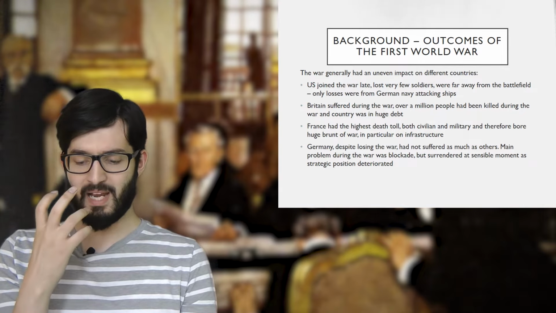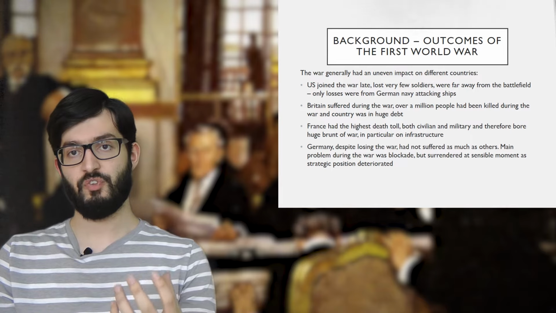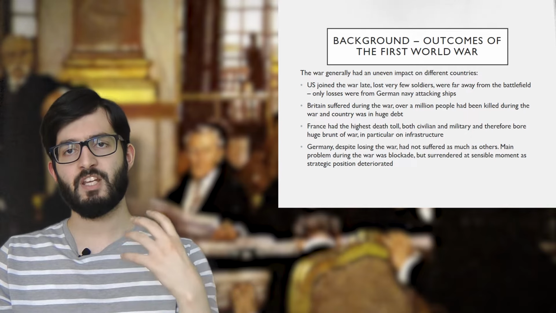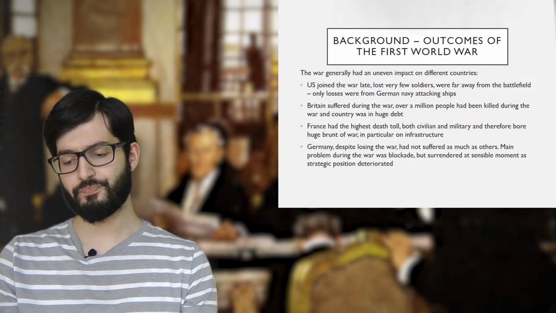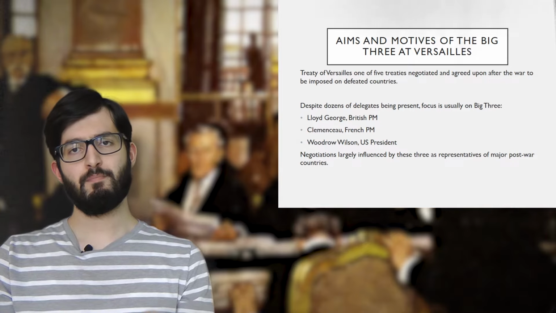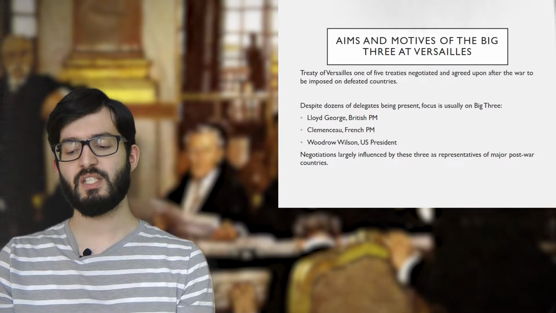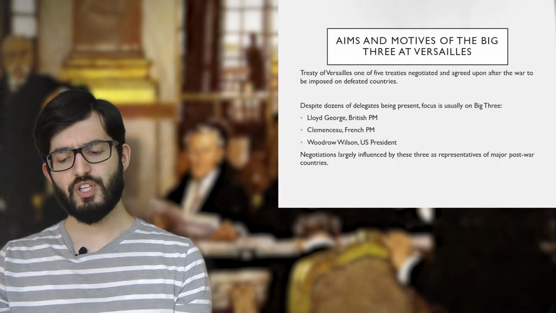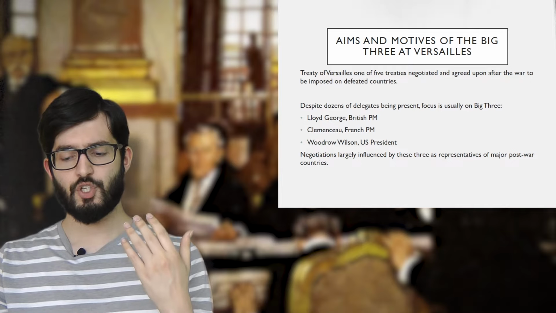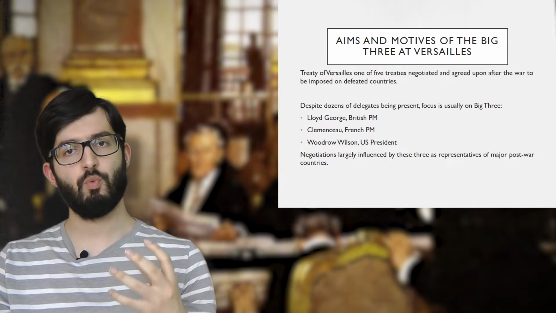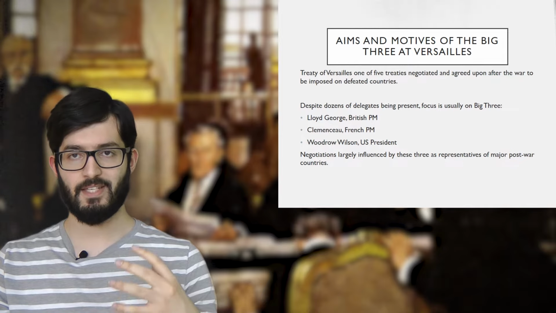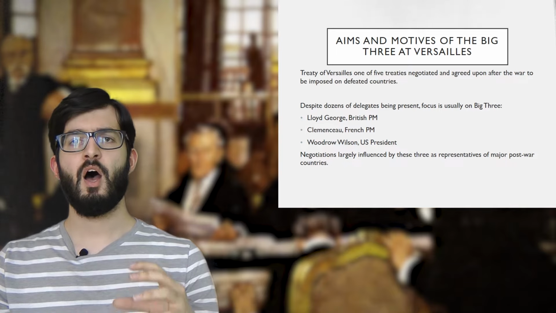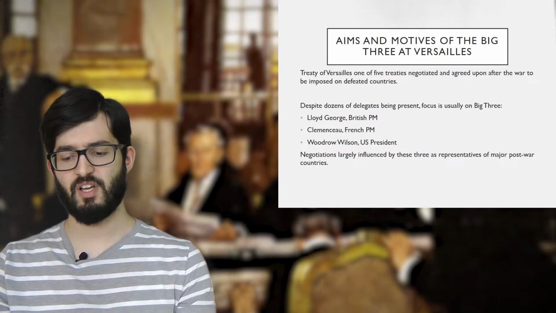And this directly plays into how these countries, well, obviously the first three countries, go about attempting to negotiate a peace settlement that is imposed on the Germans after the First World War. So this takes us to the first major topic in Key Question 1, which is the aims and motives of the big three countries at Versailles. And so the Treaty of Versailles is one of 5 treaties that are negotiated and agreed upon after the war to basically impose upon the defeated countries. So each of the defeated countries have their own individual treaty imposed upon them, and the one that is imposed on Germany is, of course, the Treaty of Versailles.